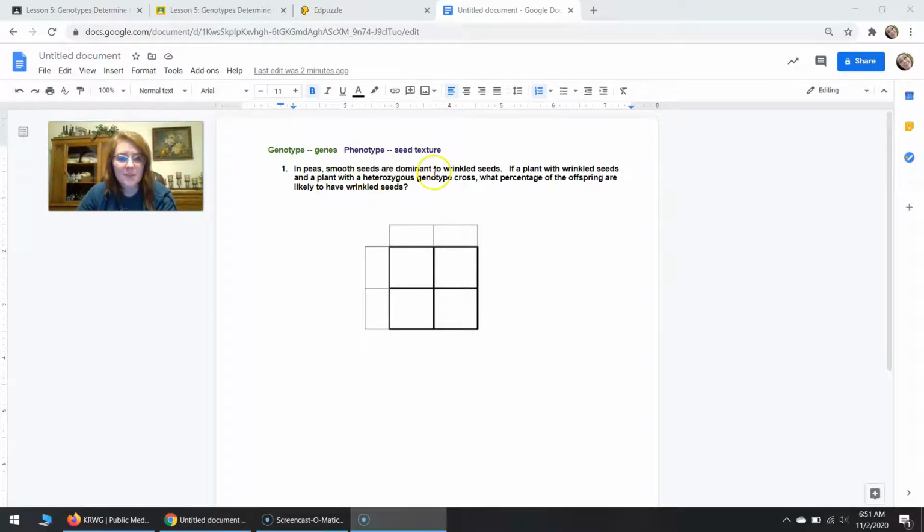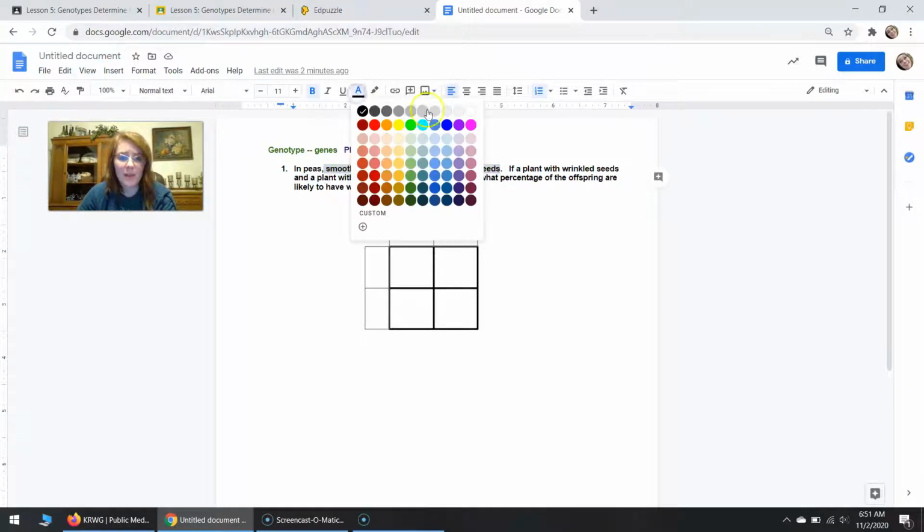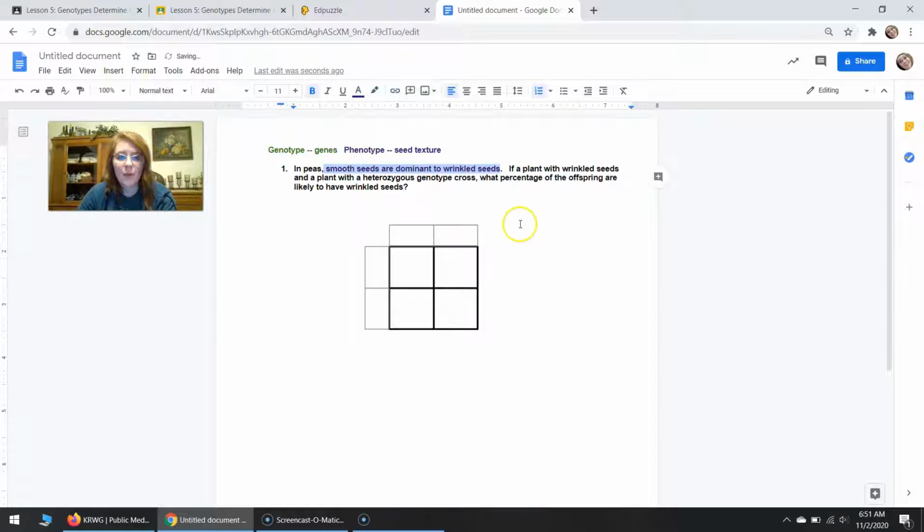So, in peas, smooth seeds are dominant to wrinkled seeds. Okay, so that's going to be telling me about the phenotype. So I'm going to go ahead and highlight this part right here, and I'm going to turn it purple. And that's going to tell me about what I'm looking at when it comes to the seeds themselves.